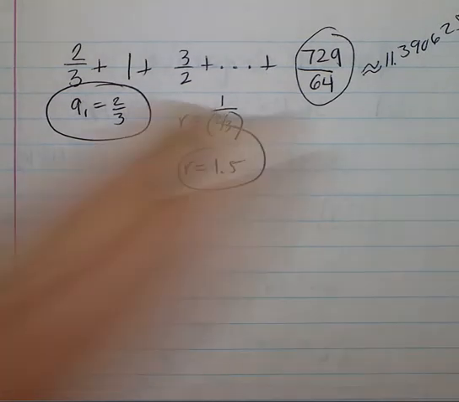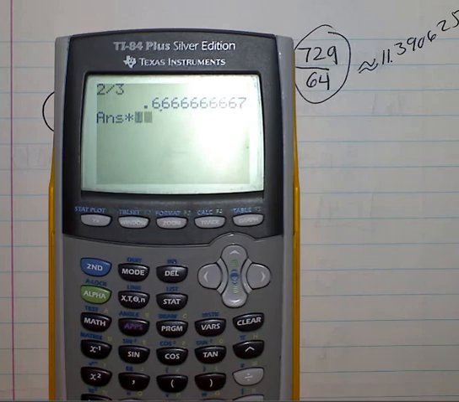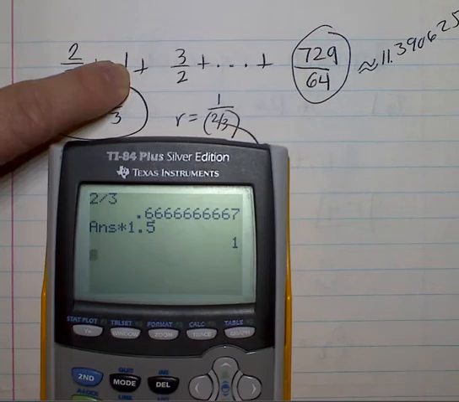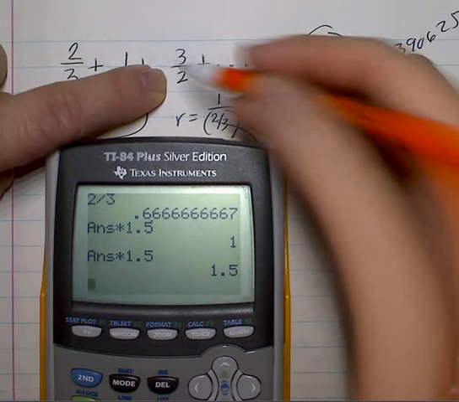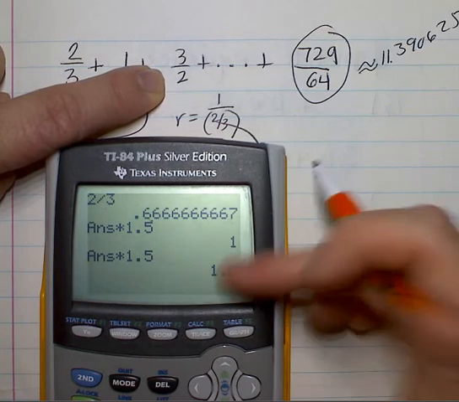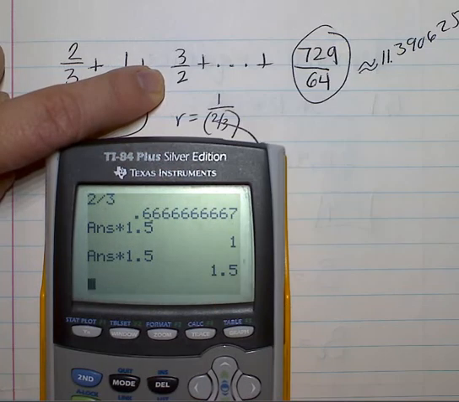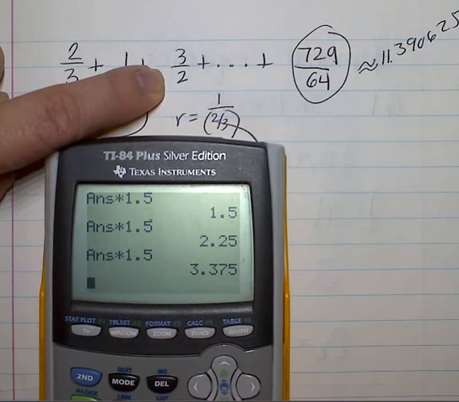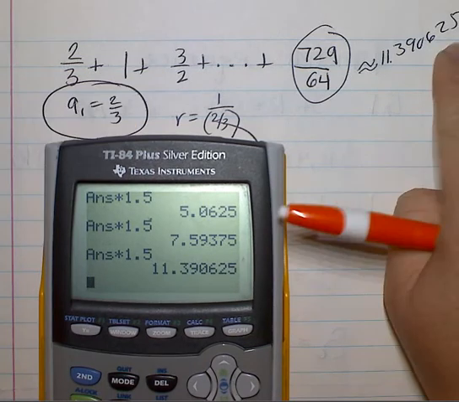Okay, so here we go. 2 divided by 3, enter, times 1.5. Okay, got it. That's my second one. Times 1.5. Okay, 1.5 is the same as 3/2. So this is the third. I've done it twice. Now this is the cool part. I'm on the third one right now. 4th, 5th, 6th, 7th, 8th. So n is 8.